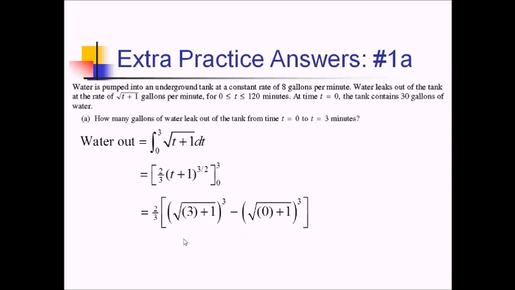Now, this is the square root of 4, which is 2. Cubing that gives us 8. Over here, we've got the square root of 1, which is 1, and cubing that gives us 1. So we have 2/3 times 8 minus 1, so 2/3 times 7, which is going to be 14/3. And that's in gallons because we asked how many gallons leaked out in this time.